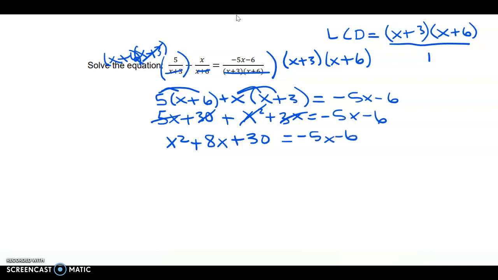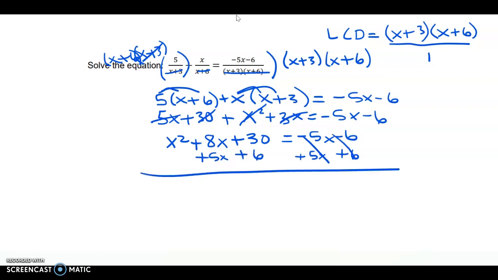And now we'll still have negative 5x minus 6. Now I have an x squared term, and so to solve this, it'll be easiest if we have everything on the same side equal to 0. So what we're going to do is add the 5x over to make that cancel. So that will cancel. We need to add the 6 to also make that term cancel. So now we'll have 0 left on that side. And then x squared, 8x plus 5x is 13x, 30 plus 6 is just 36.